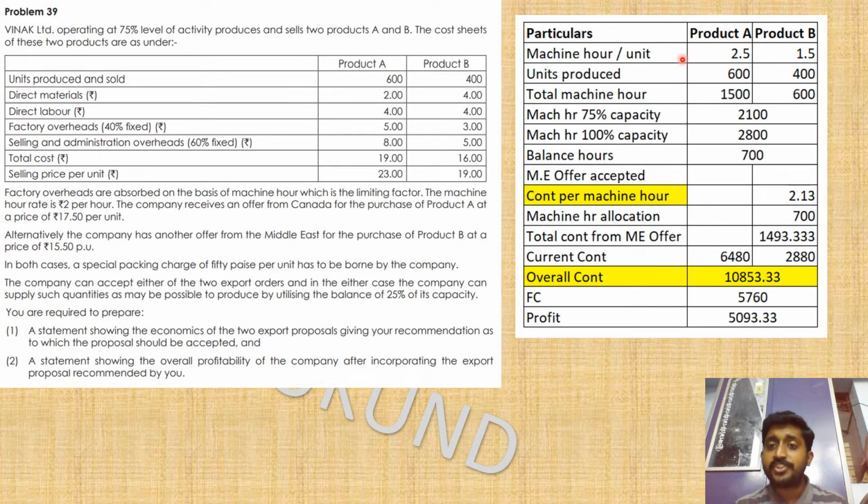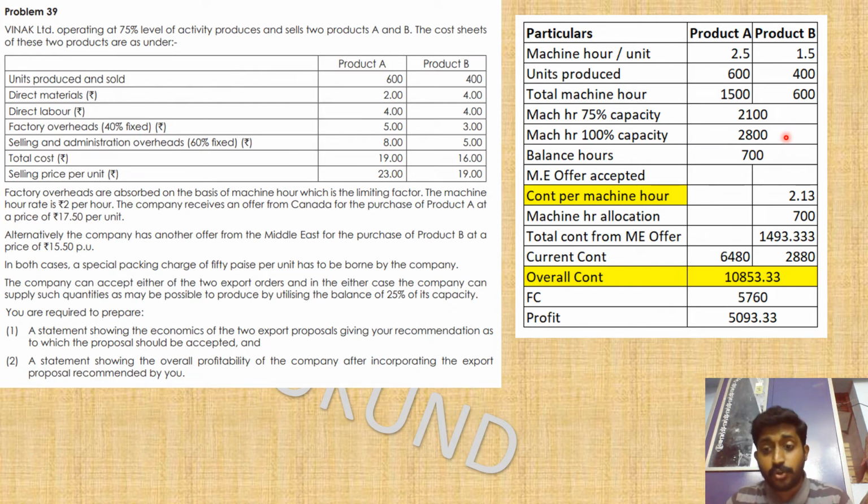We already know the machine hours per unit are 2.5 for A and 1.5 for B, and we know how much is already produced, 600 and 400. We can multiply and find the total machine hours utilized is 2100, which is 75% capacity. So if 75% capacity is 2100, then what is 100% capacity? Divide 2100 by 75% and multiply by 100%. So what is that? It is 2800.